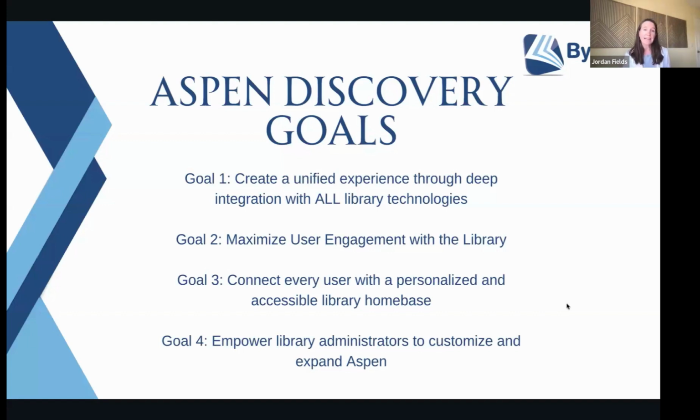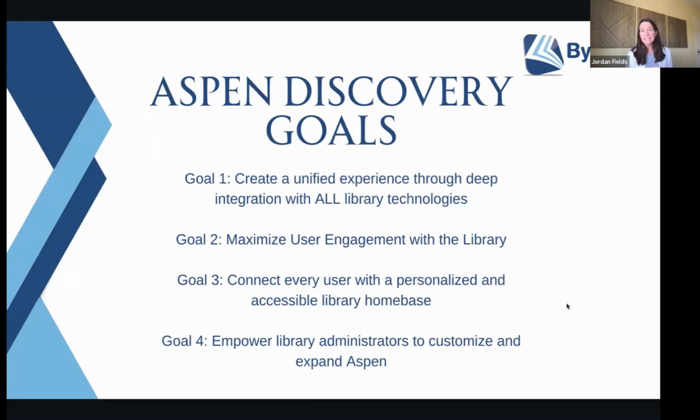Goal number two is to maximize user engagement with the library. Now, the first part of that is making sure that users know what events the library has. And we really want to integrate this into the catalog so it doesn't require the user to think, oh, I wonder what the library's events are. Let me find their calendar on their website. They're going to find events that are relevant to them as they're already searching the catalog.